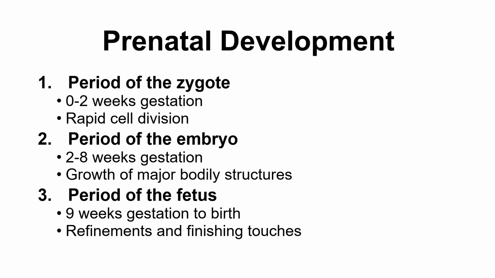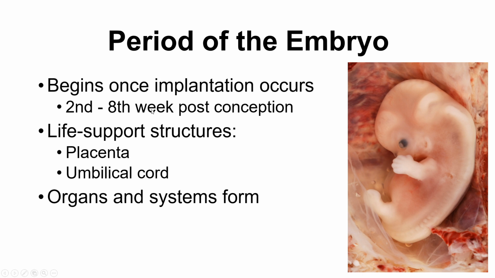Now we're going to move on and talk about our second period, which is the period of the embryo, or the embryonic stage. So like we said, this is from 2 weeks, so after that implantation, up to 8 weeks. So let's switch over and look at the details for this one. So we said it begins once implantation occurs, 2nd to 8th week post-conception or after fertilization. In this stage, we start seeing the development of some major life support structures. So early on, we see the formation of the placenta and umbilical cord.